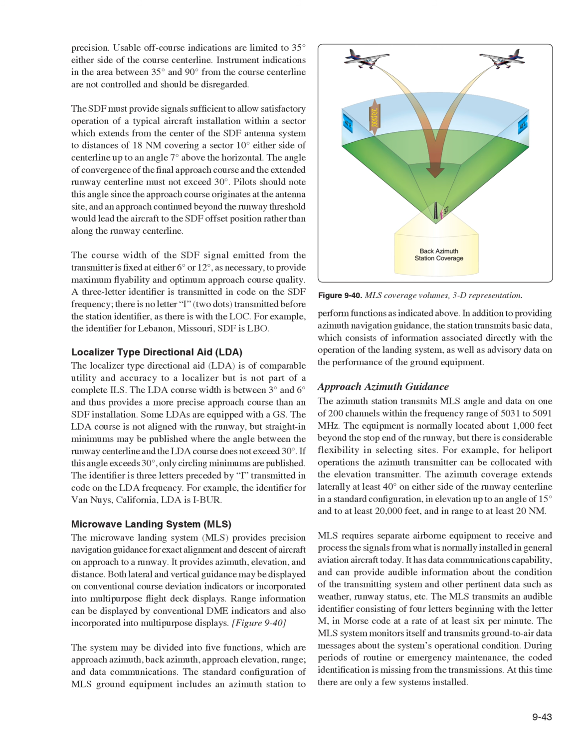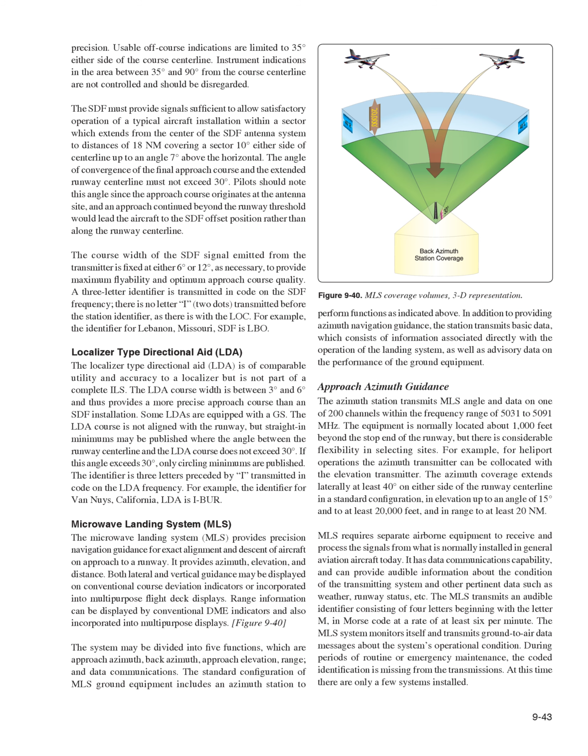Localizer Type Directional Aid, LDA. The Localizer Type Directional Aid, LDA, is of comparable utility and accuracy to a localizer but is not part of a complete ILS. The LDA course width is between 3 degrees and 6 degrees and thus provides a more precise approach course than an SDF installation. Some LDAs are equipped with a GIS.